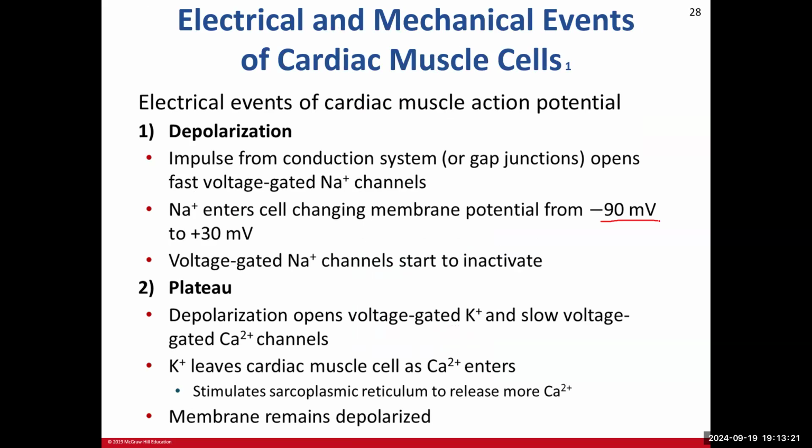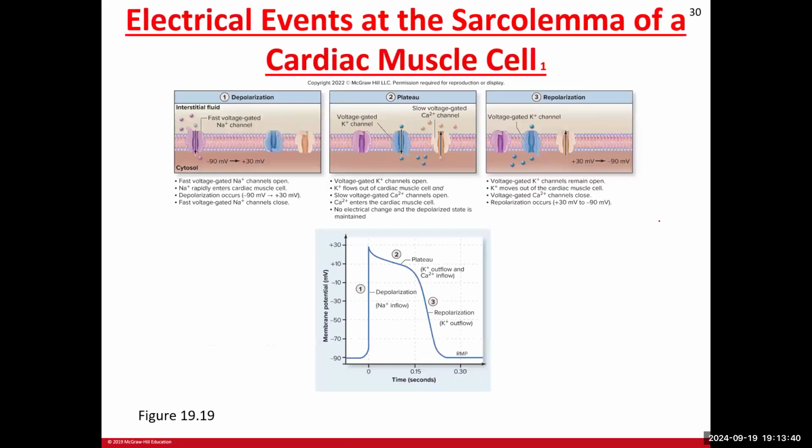Potassium's on the inside of the cell, calcium's on the outside of the cell. So these two gates are going to allow ions to flow in opposite directions. You're going to be gaining calcium, positive cation ions, from outside the cell, but at the same time, you're going to be losing positive cation ions from inside the cell. That's why the polarity of the cell does not change all that much.